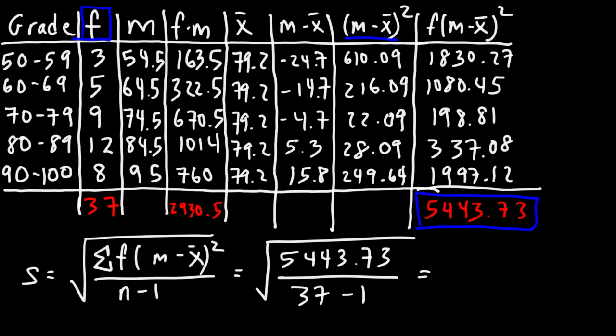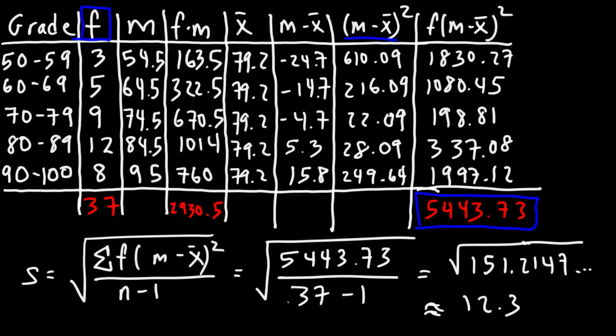So it's going to be 5,443.73 divided by 36, because that's 37 minus 1. And so that's going to give you 151.2147 with some extra numbers. And then when we take the square root of that result, our rounded answer, so it's going to be approximately 12.3. So that's the standard deviation for this grouped frequency data. And that's how you could find it for this type of problem.